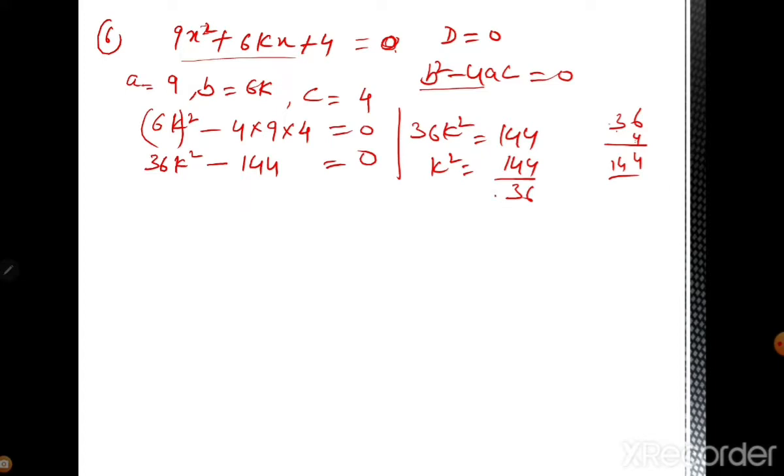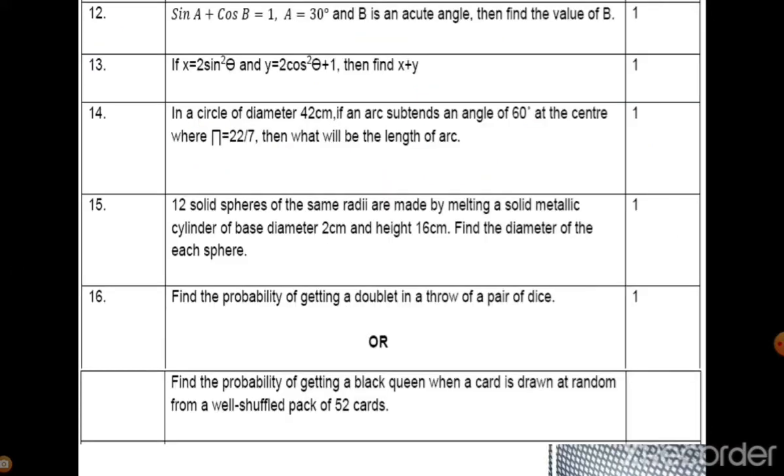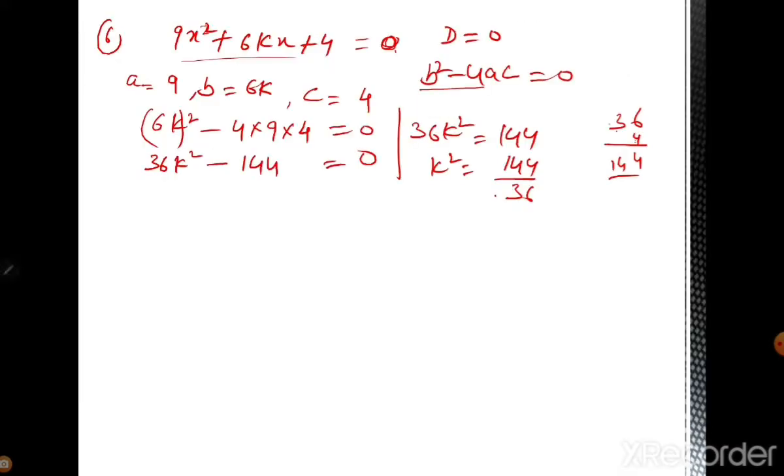In which table both numbers are coming, just check it out. We'll write it here. First, compare the equation with the coefficients. Your D is b square minus 4ac, your a is 9, b is 6k, and c is 4. And then b square, that is (6k) square minus 4ac, which should be 0.